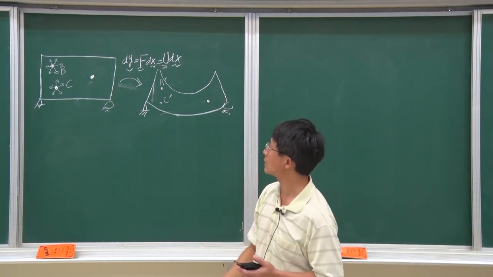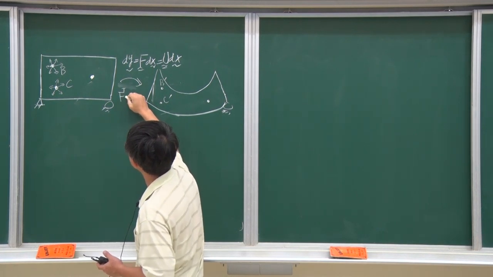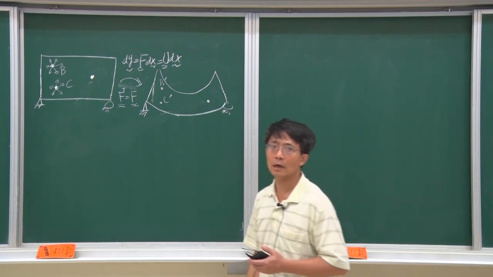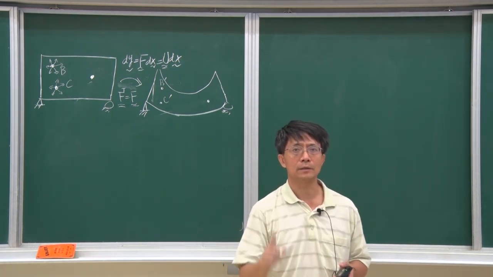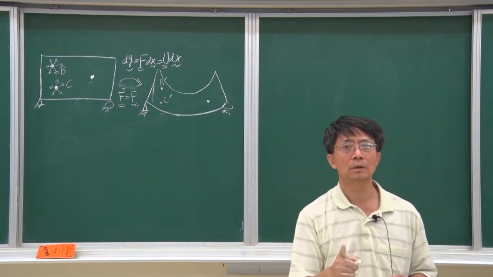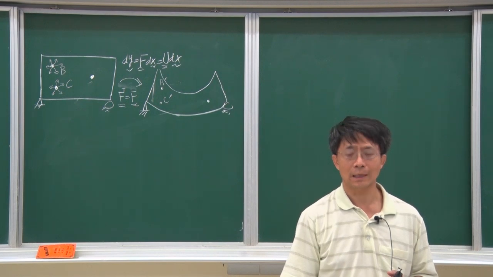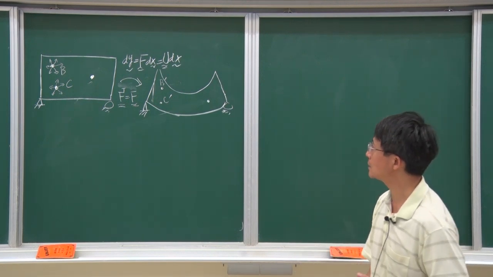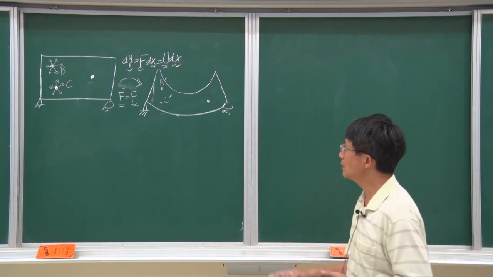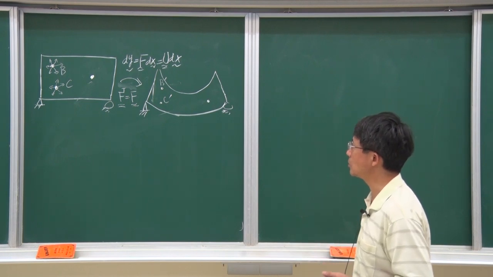Okay, this is a particular deformation. F is symmetric this time. F is a special symmetric matrix, and I want to use mathematics to show that when F is symmetric, there is no rigid body rotation. We want to prove that when F is symmetric, then there's no rigid body rotation.